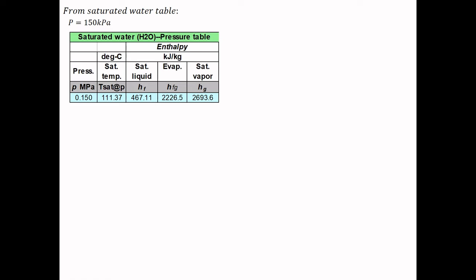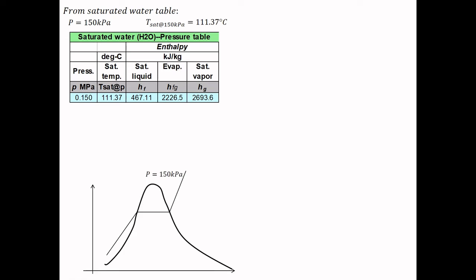So we know that the pressure is equal to 150 kilopascal. Refer to the saturated water table based on pressure at 0.150 megapascal or 150 kilopascal. We need to determine T saturated, because we know the temperature at each inlet and also outlet. So T saturated at 150 kilopascal equal to 111.37 degrees Celsius. Just draw a simple T-s diagram or T-v diagram. We have a constant pressure line at 150 kilopascal, and the value of T saturated is 111.37 degrees Celsius.